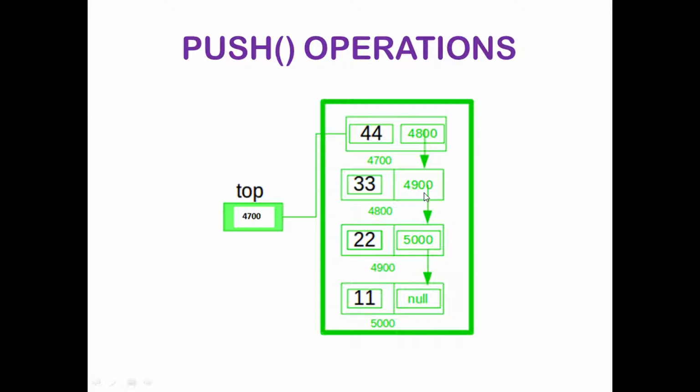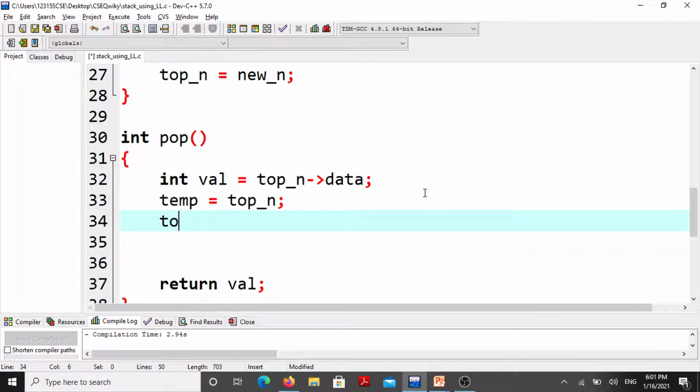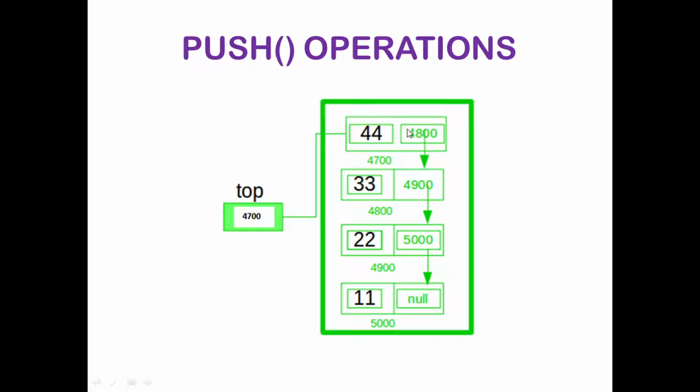Okay, that's what we are going to do. So now we just have to make top equal to top of next. What is top's next? As of now, top is pointing to... so top equal to top of next means 4800. So it will be pointing here. Top will be pointing to this one. That means the old node is ready to be destroyed.